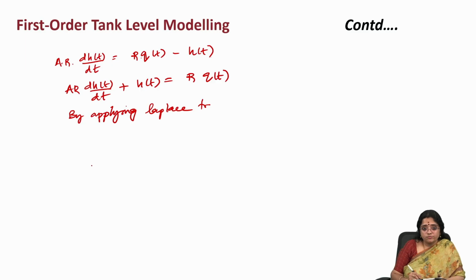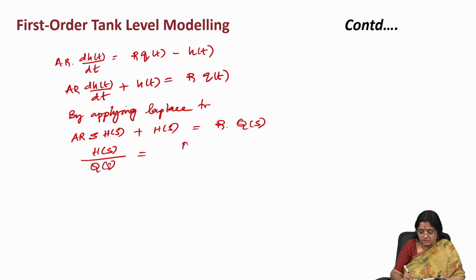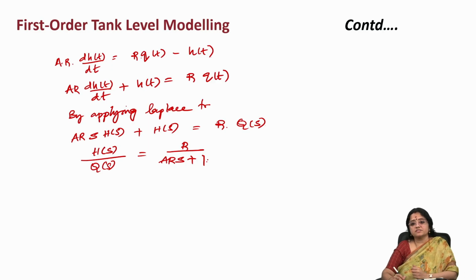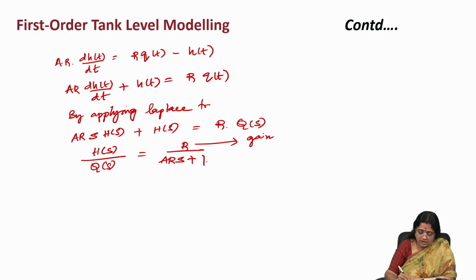By applying Laplace transformation to this linear first order differential equation, we will get aRs H(s) plus H(s) is equal to R times Q(s). So we can take H(s) common and bring the Q(s) over here. It becomes R by aRs plus 1. Now we can observe this is a first order system with the gain R and the time constant aR.